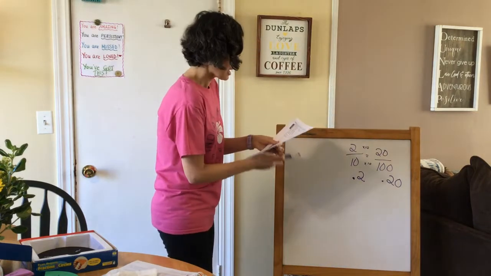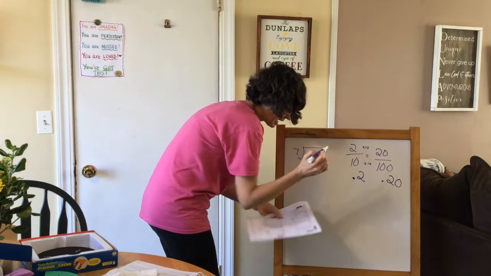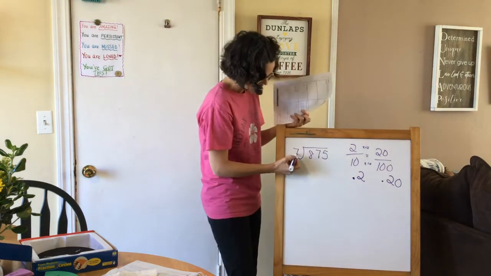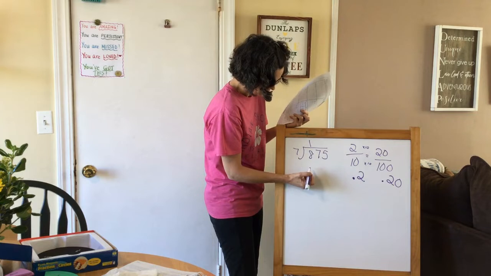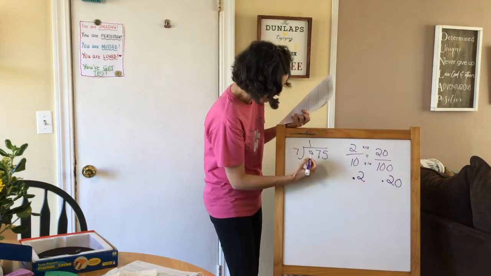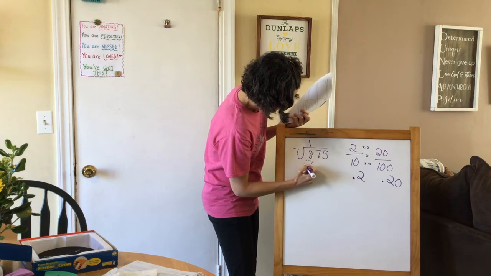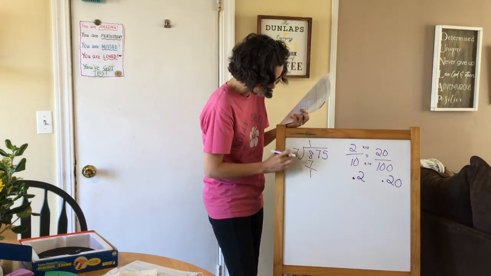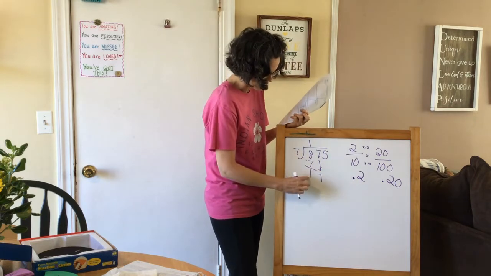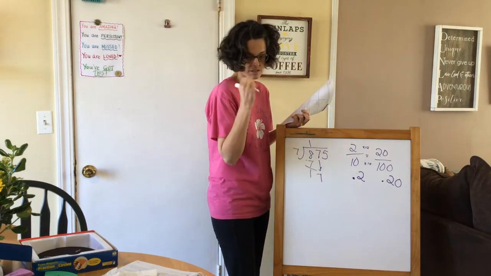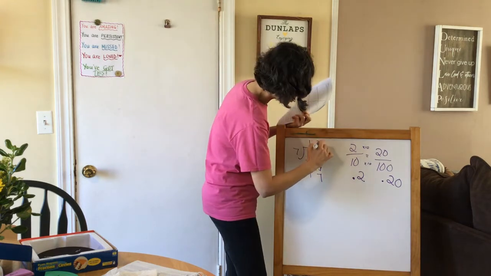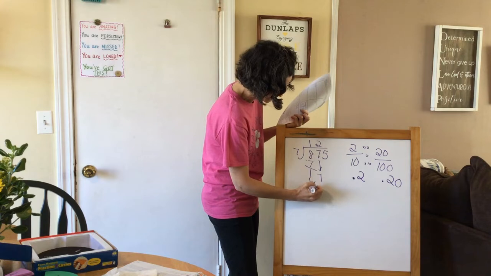So, like I always say, you do whatever strategy works for you. I'm going to do standard algorithm. All right. 7 can go into 8 one time. So when I count by my multiples, 7, I'm going to get close to 8. So I'm going to multiply and subtract, and I get 1. 1 is smaller than 7, so I can go ahead and bring down my 7. Now I need to see how close I can get to 17 by counting by 7s. So I have 7, 14, so I should stop there. So 2 times. 2 times 7 is 14.